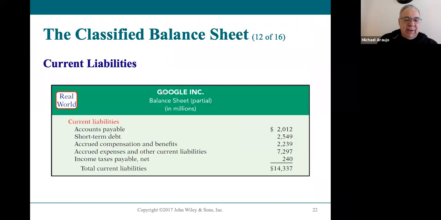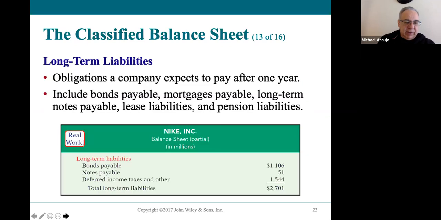So liabilities, again, are broken into current and long-term. Again, the word current is short-term, less than 1 year, right? So here is a list of Google's current assets, in essence, that they've listed here. I'm sorry, current liabilities. And current liabilities are also totaled on their balance sheet. Long-term liabilities, again, things that are due after 1 year.